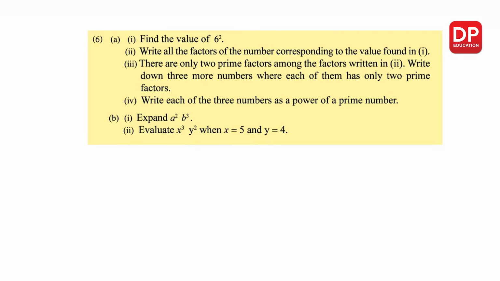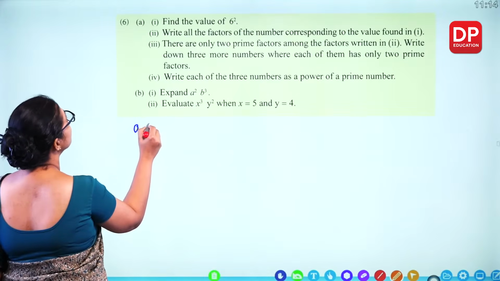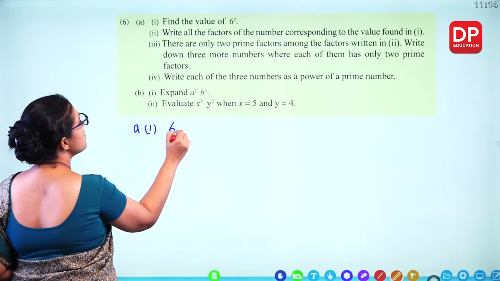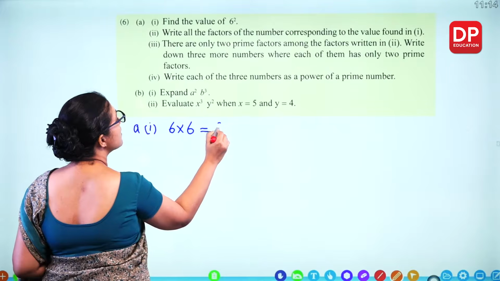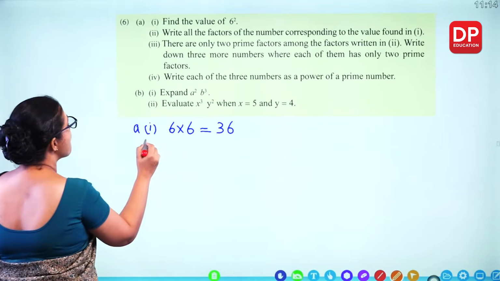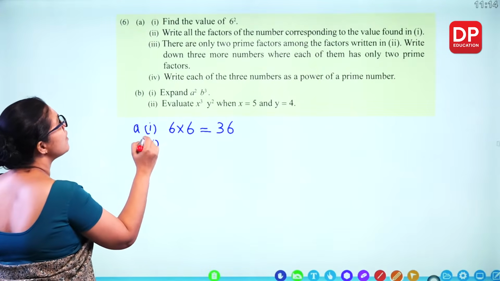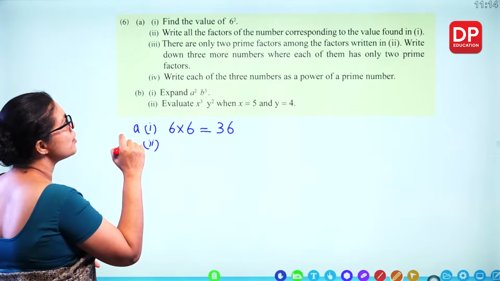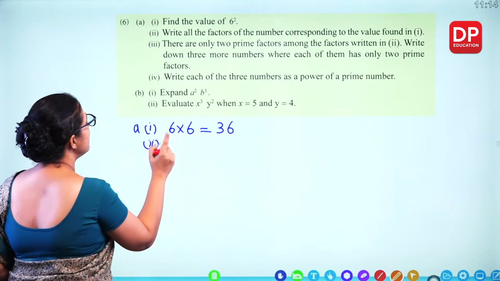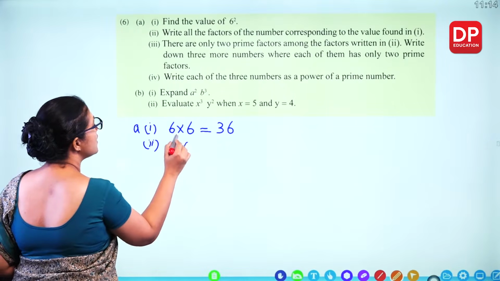Find the value of 6 squared. That means 6 times 6. You get 36. Write all the factors of the number corresponding to the value found in 1. So what are the factors of 36?